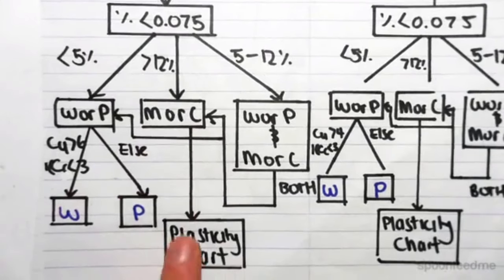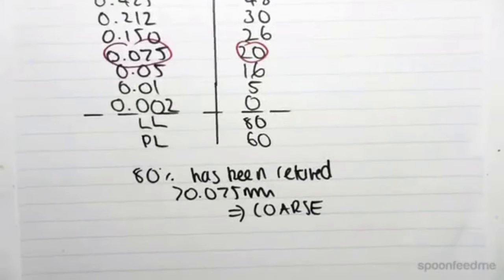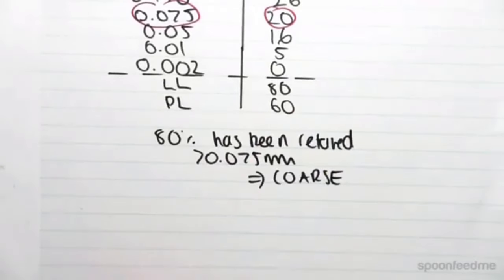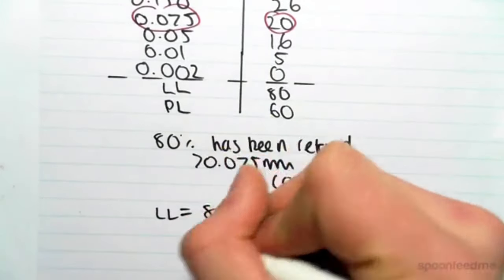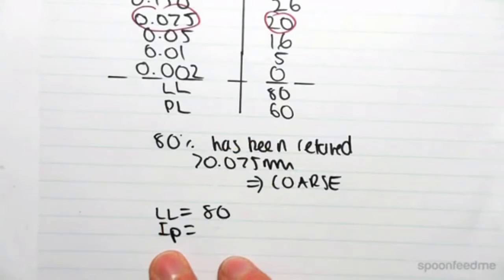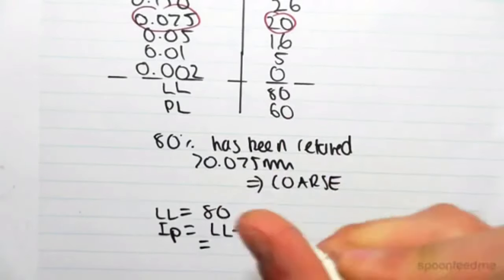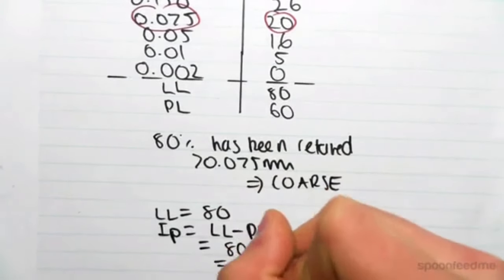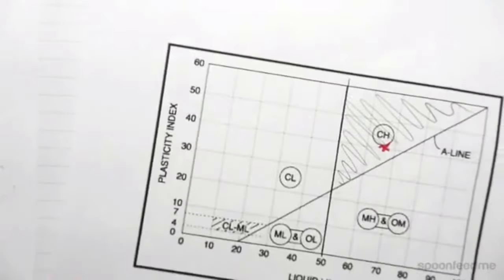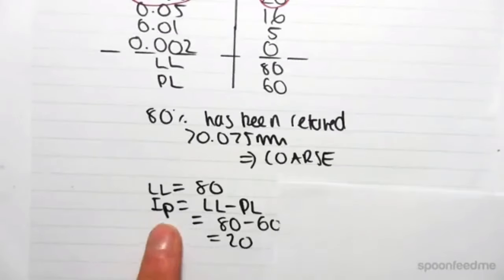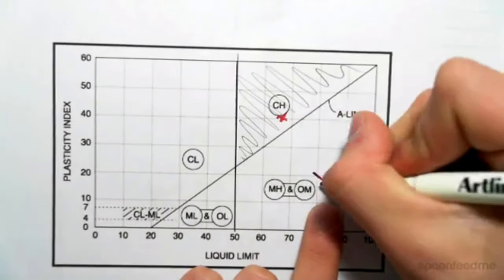And the way we do that is we have to come back to our plasticity chart. So we know that for the plasticity chart, the critical values we need are the liquid limit and the plasticity index. So we have been given the liquid limit is equal to 80, and we can work out the plasticity index as 80 minus 60, so the liquid limit minus the plastic limit, which is 20. So we can now plot these points. The liquid limit is 80, so that's there, and the plasticity index is 20. So 80 against 20 would take us to a point there.